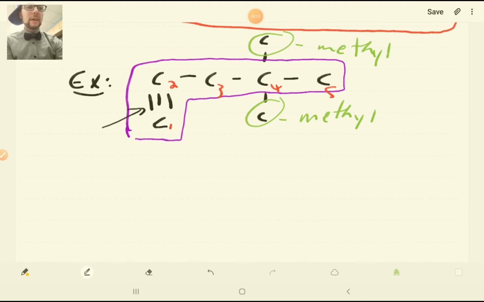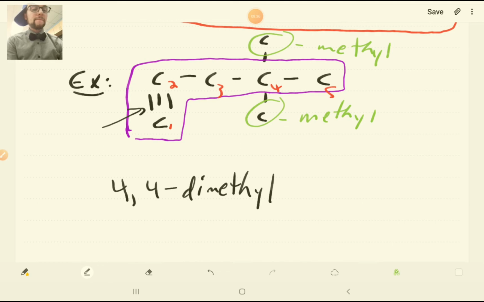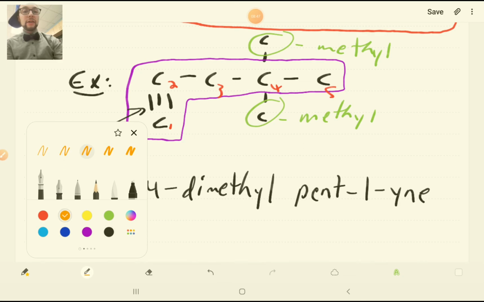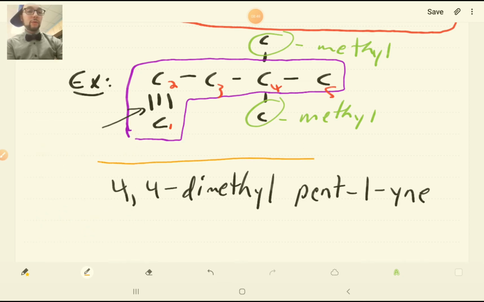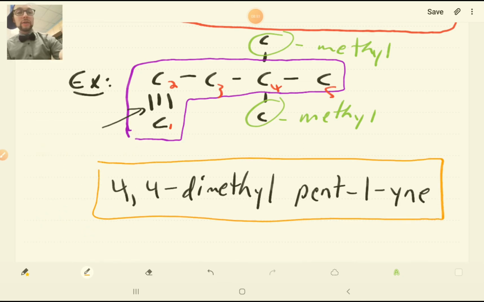So putting it all together looks like this. We have 4,4-dimethyl. Pent, since there are 5 carbons of the parent chain, pent-1-yne. And so the final name here is 4,4-dimethylpent-1-yne.